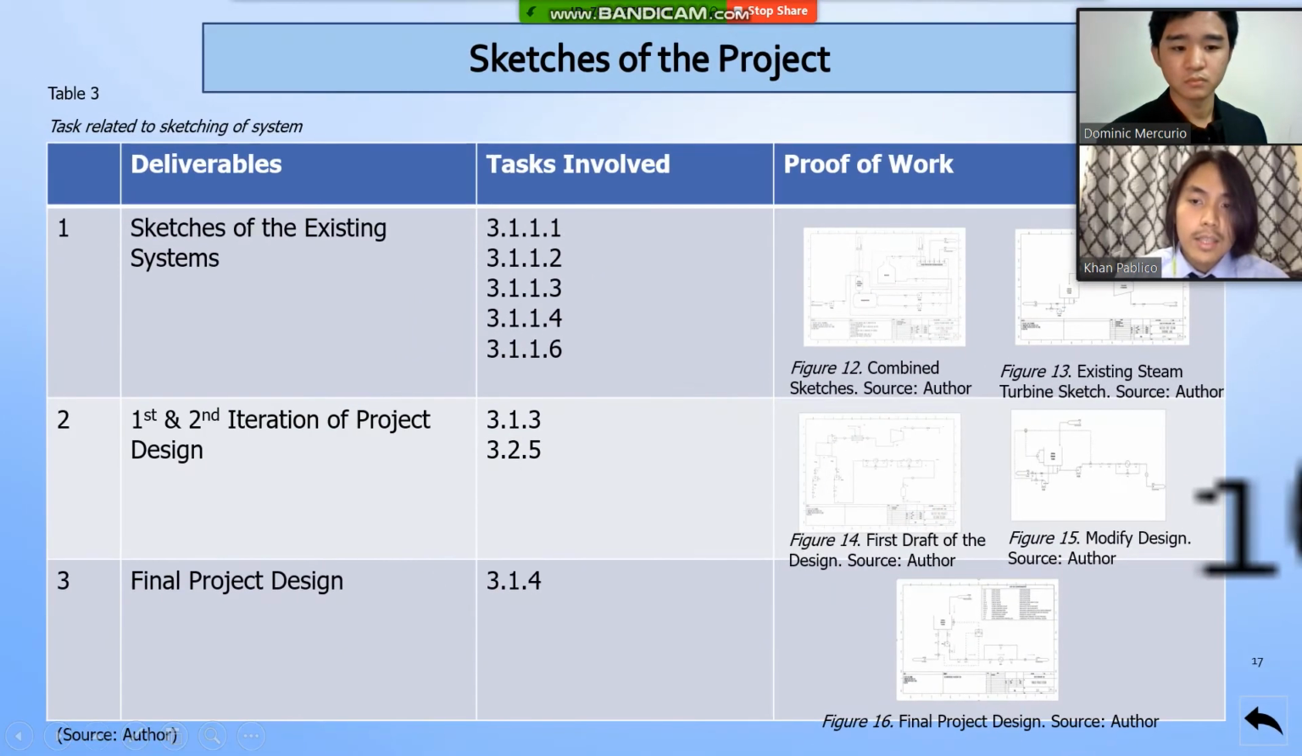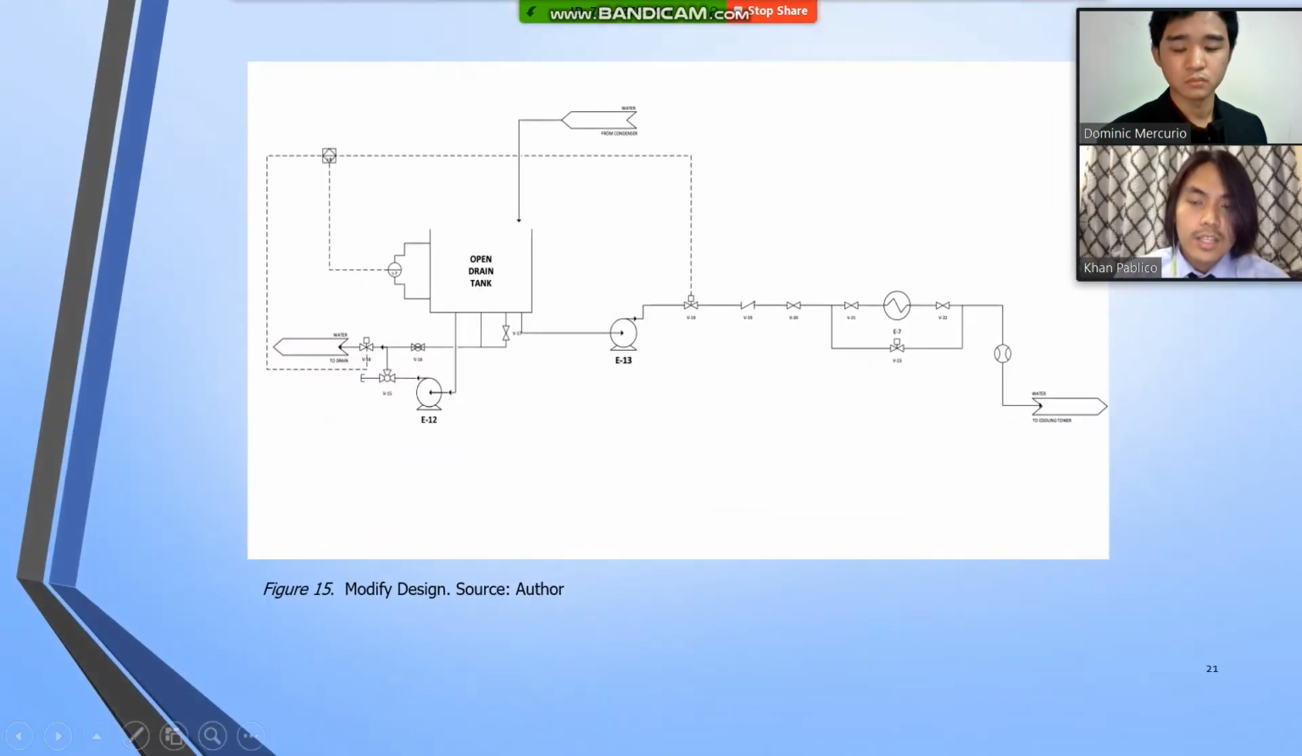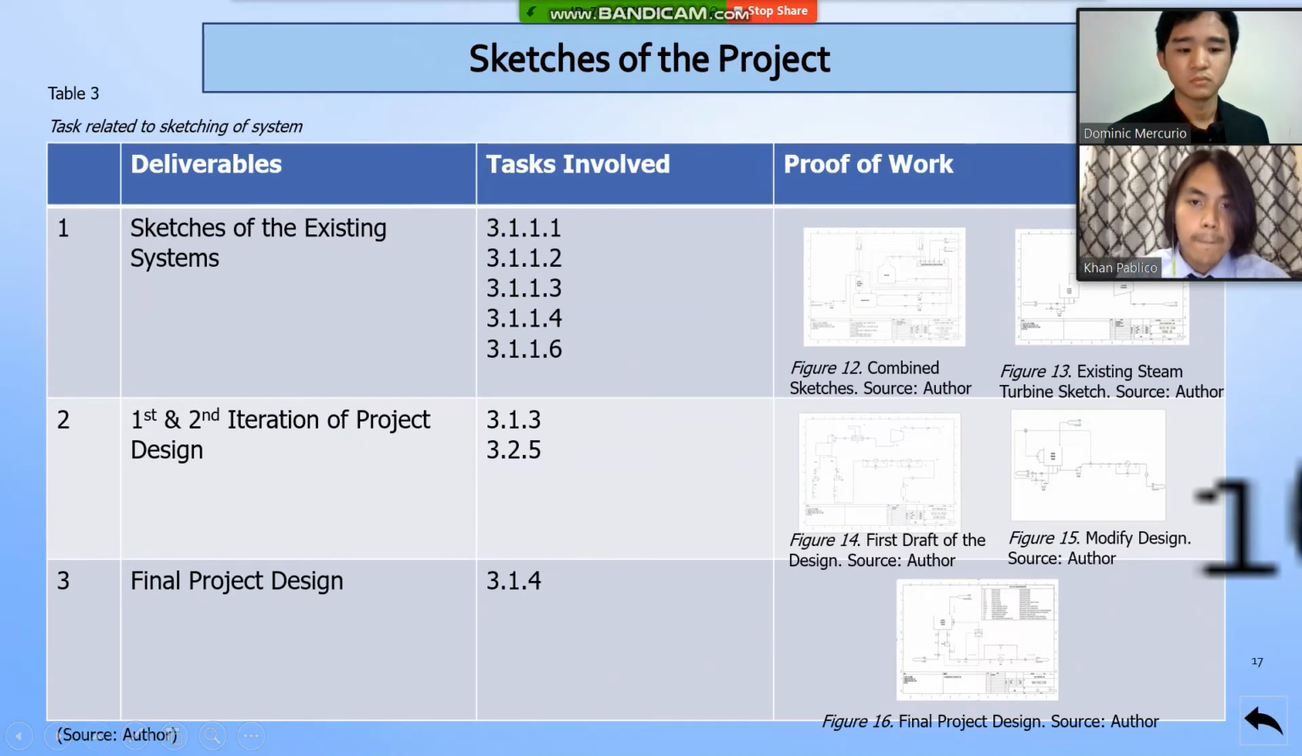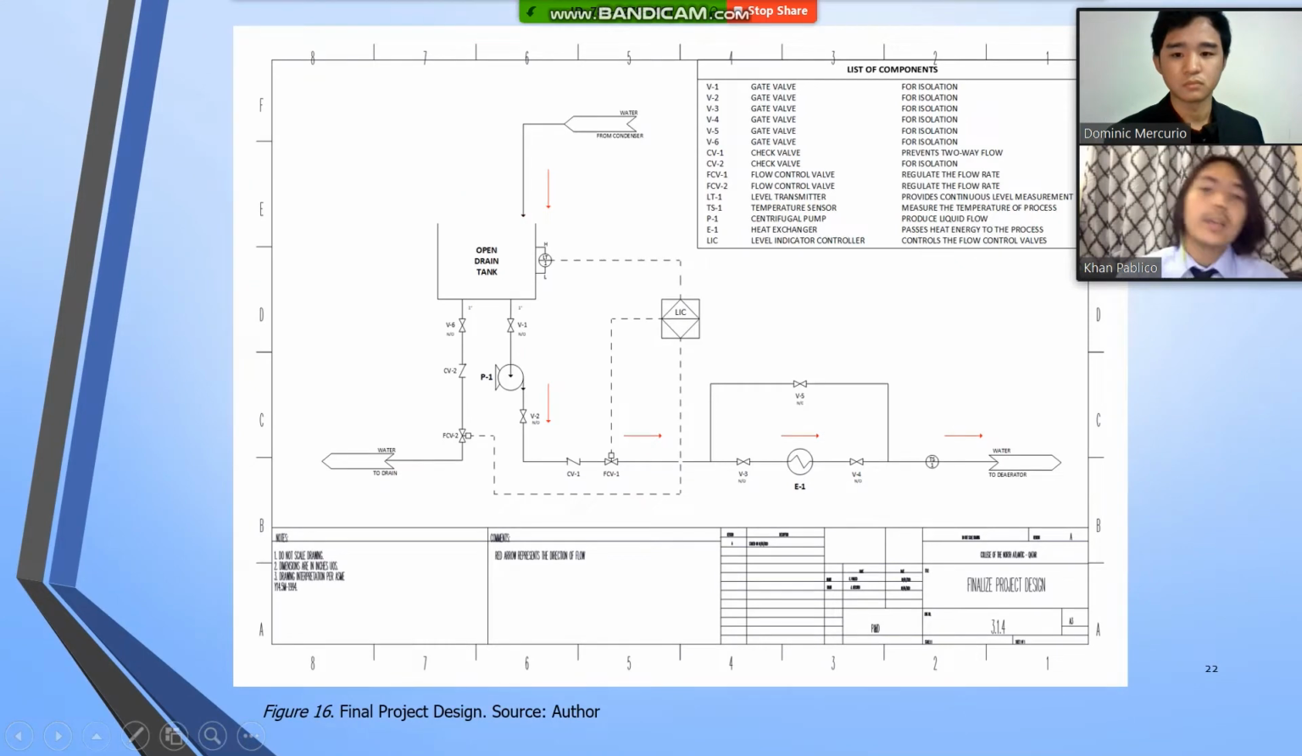Our next sketch is a modification of the first design, where we decreased the number of heaters to one, and also we used a process of automation to control all the equipment. And finally, our final project design is a more efficient way to return all the condensate into the system, where we used less equipment to reduce the cost, and also the use of an automation process.